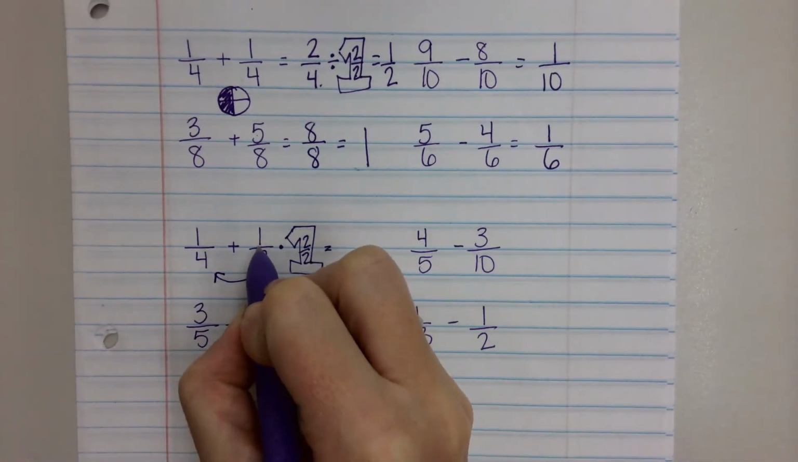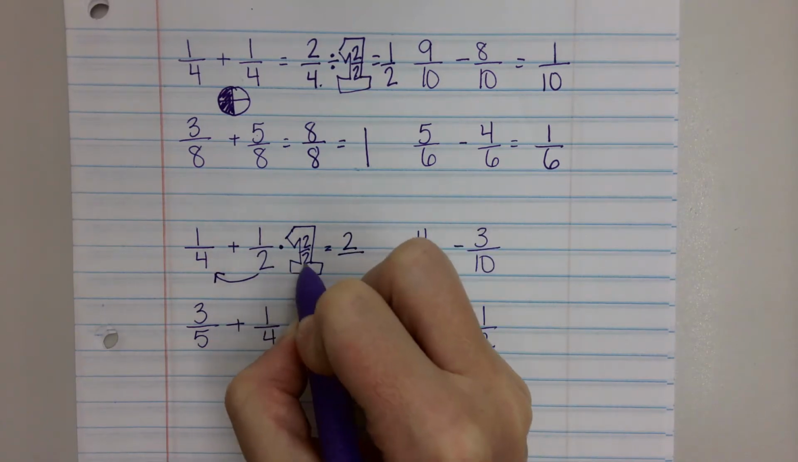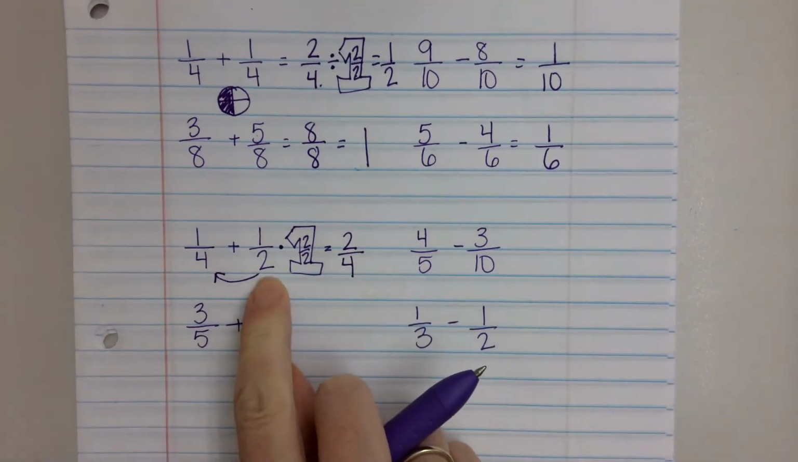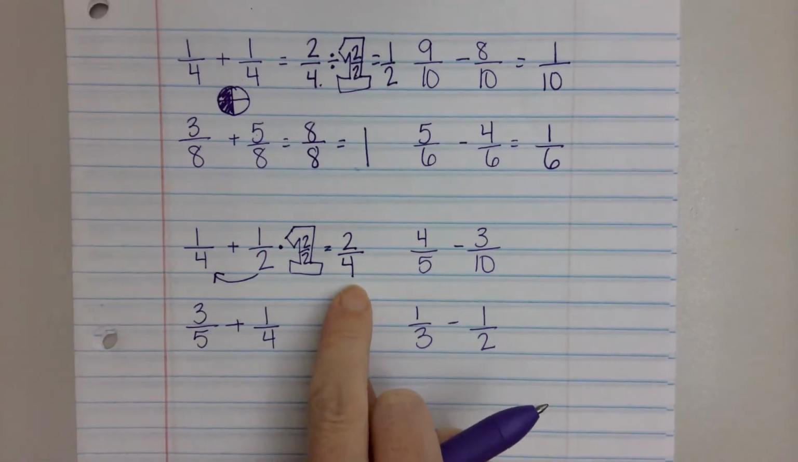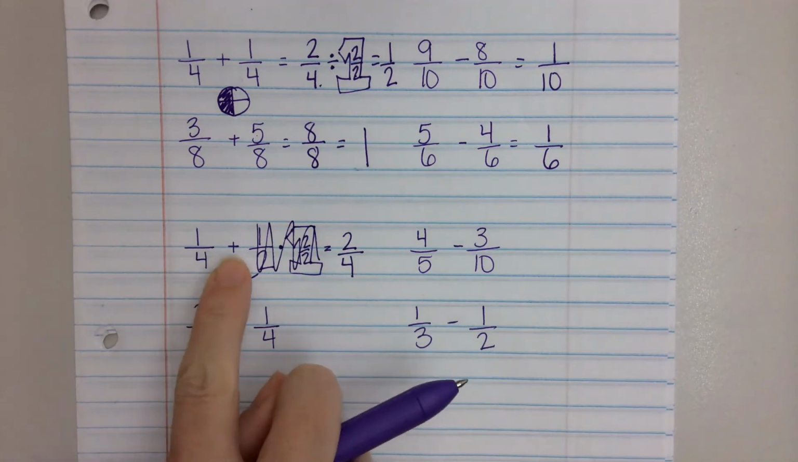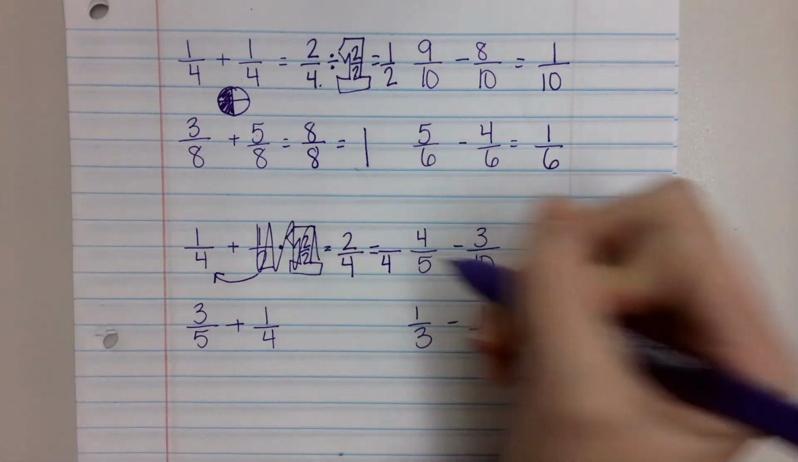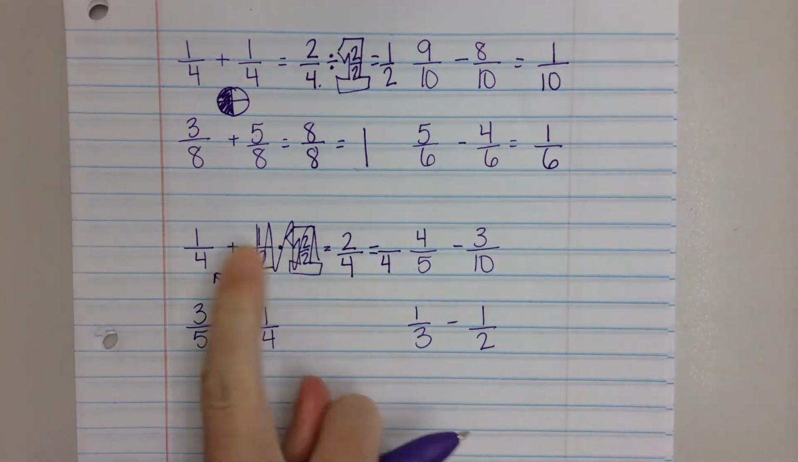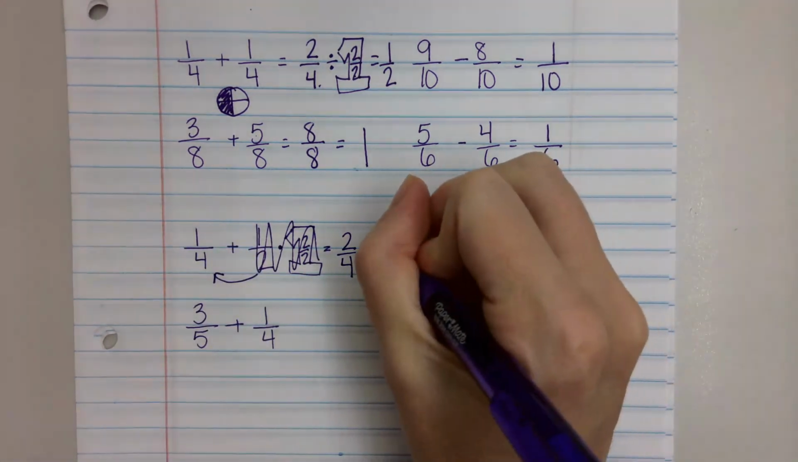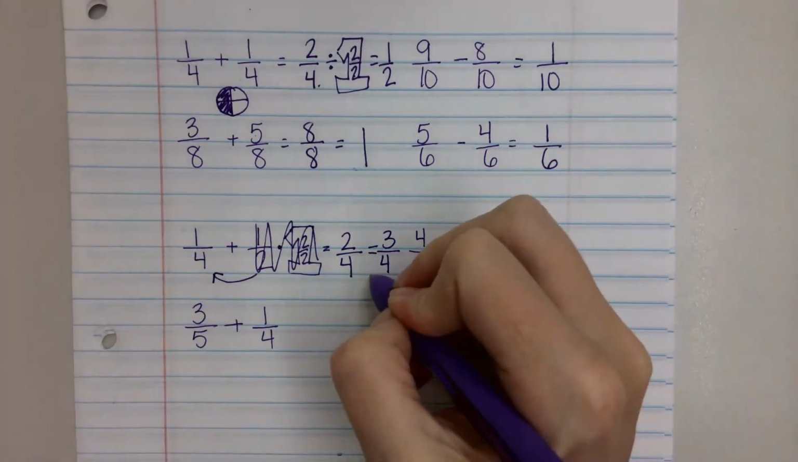We multiply across here. 1 times 2 is 2. 2 times 2 is 4. So 1/2 is the same as 2/4. So instead, we're going to do 1/4 plus 2/4. We'll keep our denominator, and then 1 plus 2 is 3. So our answer is 3/4.